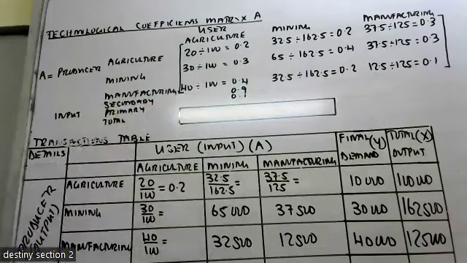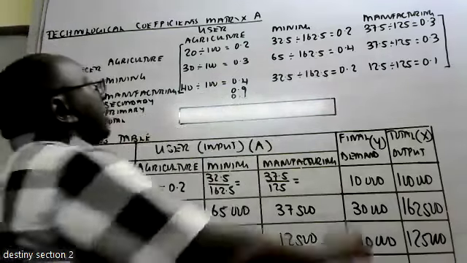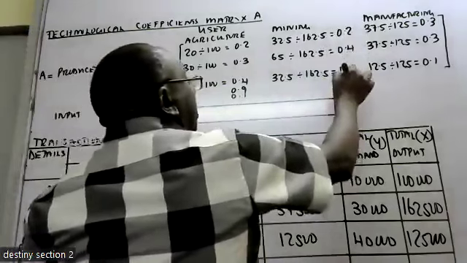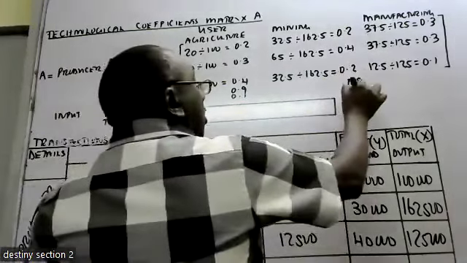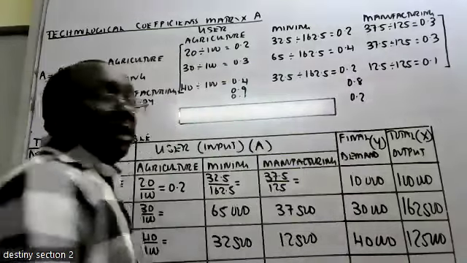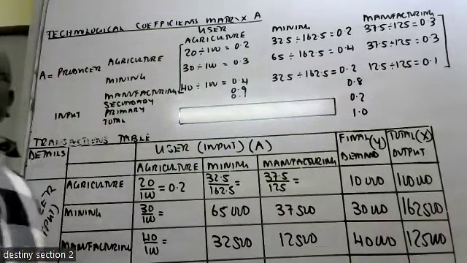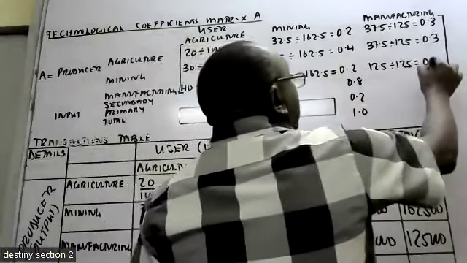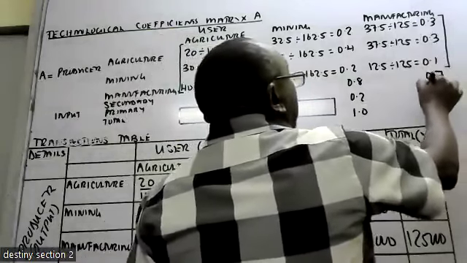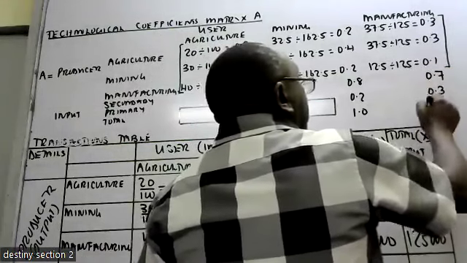The same column. Let's come to mining. We could have for mining, this plus this, that will be 0.8. Therefore, primary must be 0.2. So that when you add the two of them, they give you what? 1. Ukikuja kwa manufacturing, when you add, this is 0.7. So that primary is 0.3 and this is 1.0.